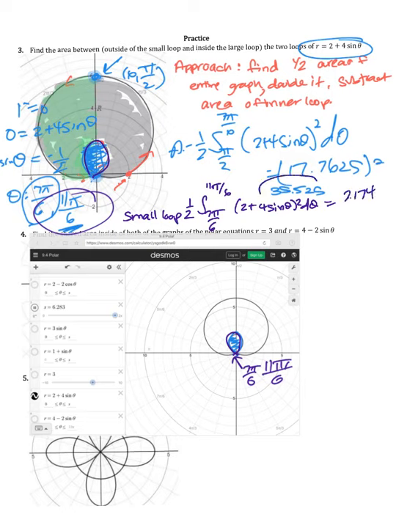So our total area outside the inner loop but inside the outer loop is going to be, when I take this 35.525 and subtract this 2.174, and that's going to give me, my total area is 33.351. So really focus on the approach. You may have taken a totally different approach than I did on this problem, and that's fine as long as you're encompassing the area that you're being asked to find and you're doing it with bounds that make sense for your integral. Let's go ahead and look at number 4.